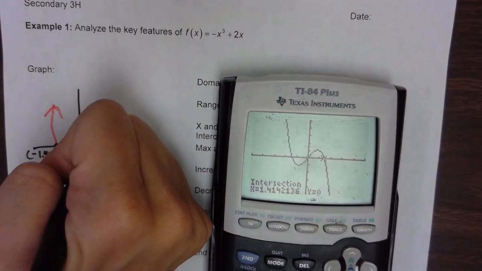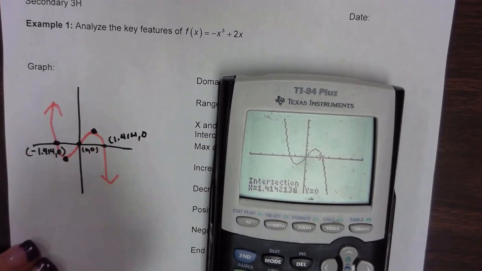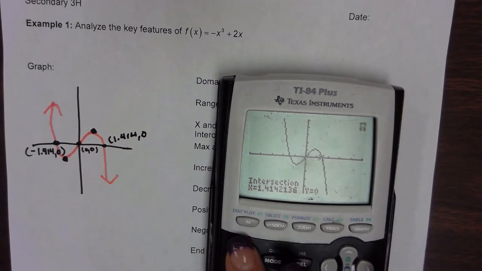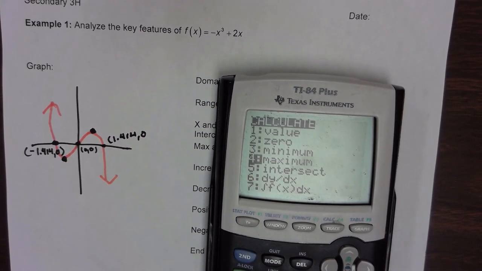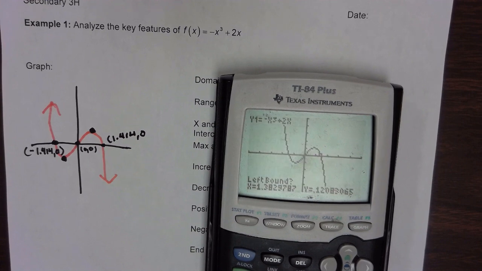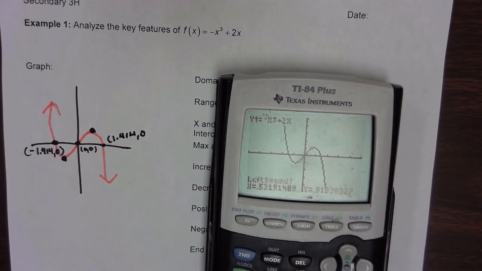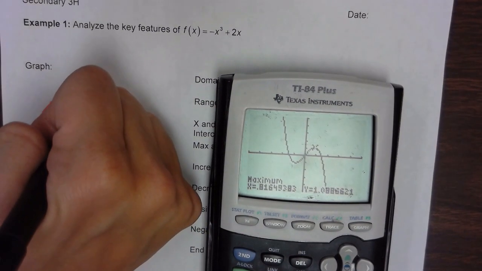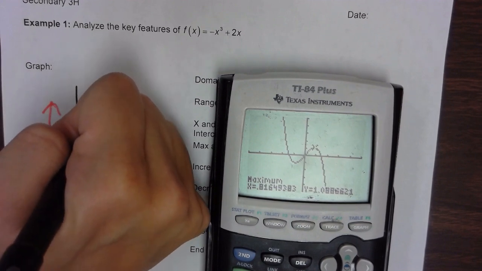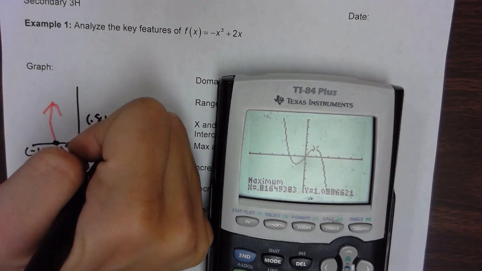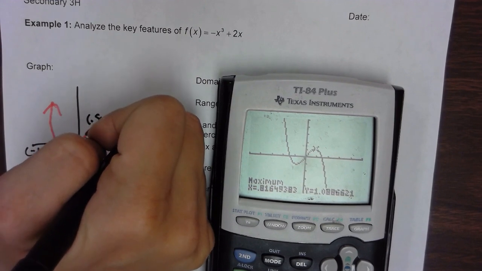Okay, a couple other points we need. We need this high point and this low point. Okay, that's our min and our max. So if you go to second trace, I'll do the max first. Go to max, enter. It says left bound, which means we want to be on the left side of that high point. So see how my flashy dot is on the left side? So I go enter. Now it's asking me for the right side, enter, and then enter one more time. And it shows us that our max is at negative 0.816, comma 1.089.